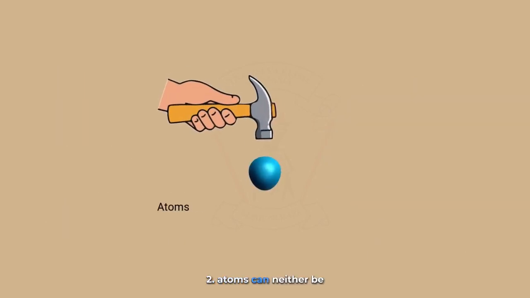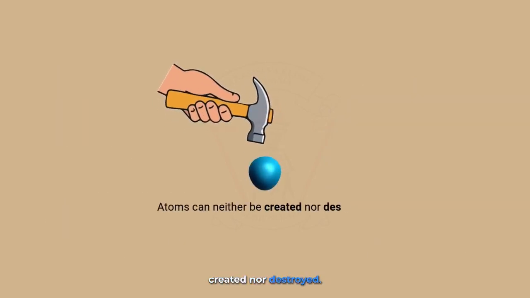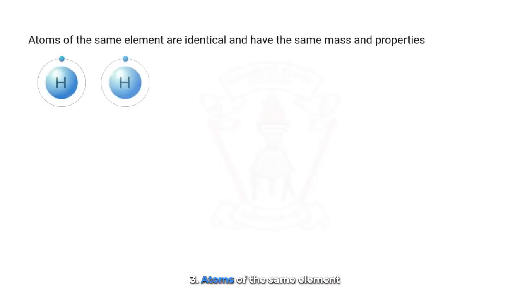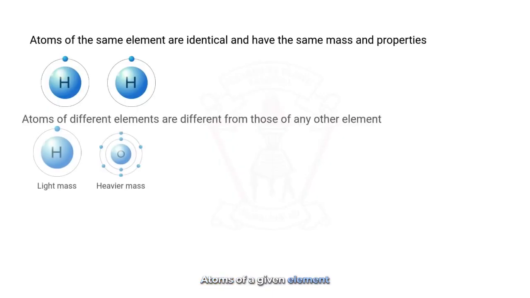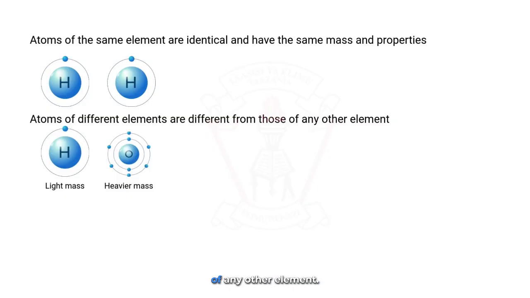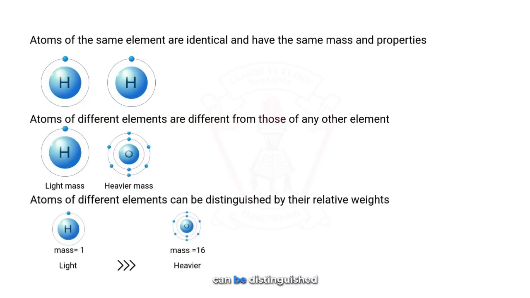2. Atoms can neither be created nor destroyed. 3. Atoms of the same element are identical and have the same mass and properties. Atoms of a given element are different from those of any other element. Atoms of different elements can be distinguished from one another by their respective relative weights.